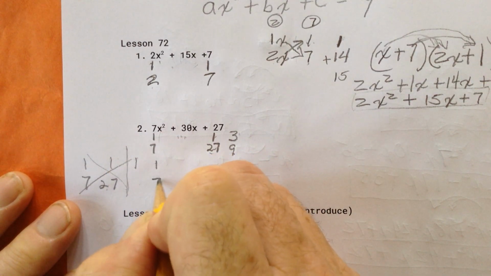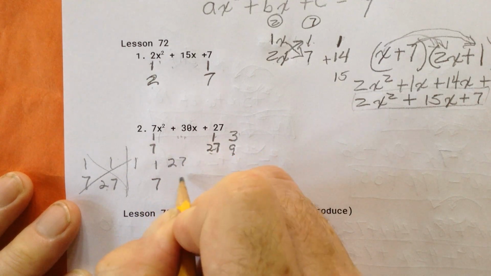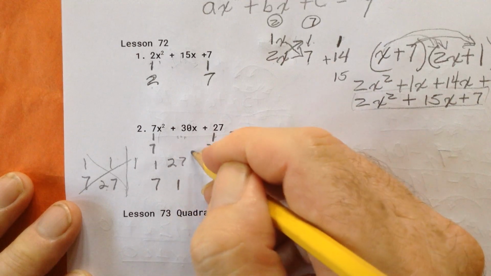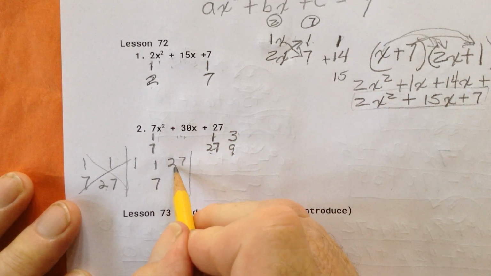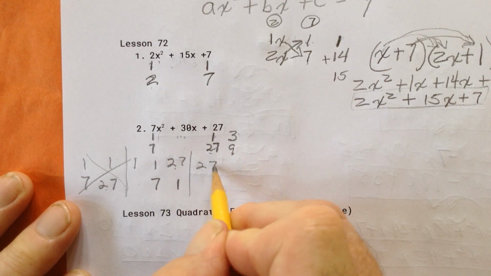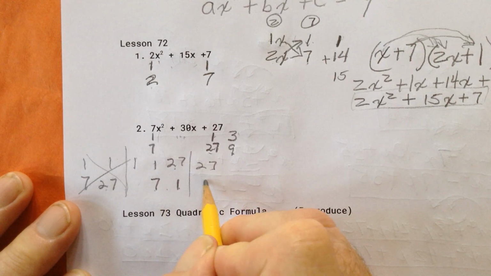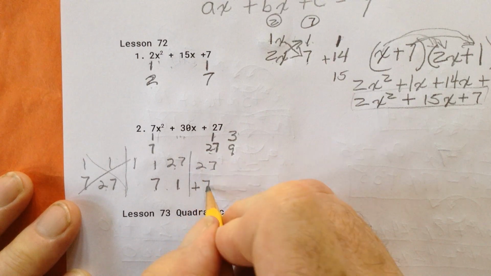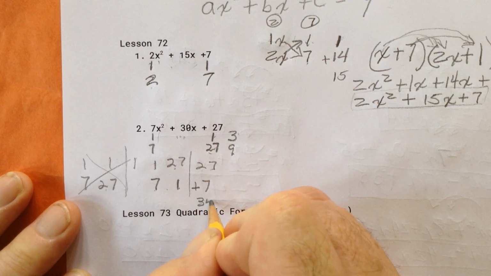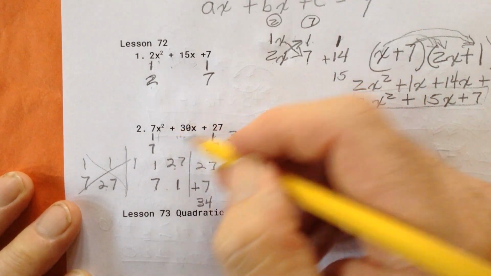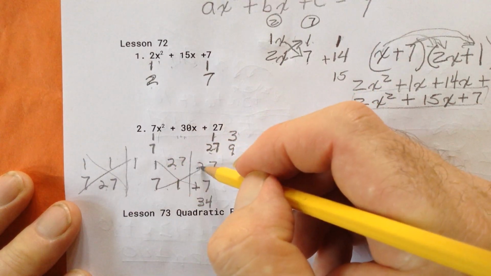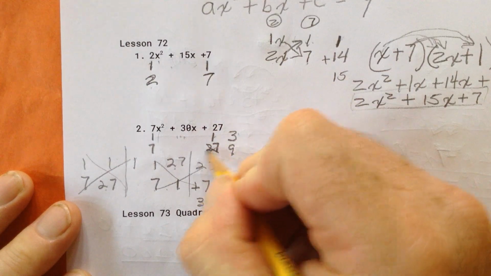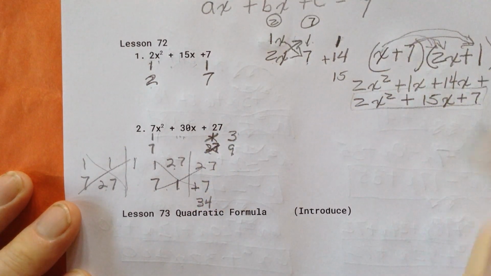If I go 1 and 7, if I put the 27 up here and the 1 down here, that looks close. 1 times 27 is 27. 7 times 1 is 7. And if I add these together, 27 plus 7, that's 34. Close, but I need 30. So that combination doesn't work. I know the 1 and 27 are not going to work, so I'm crossing them out.